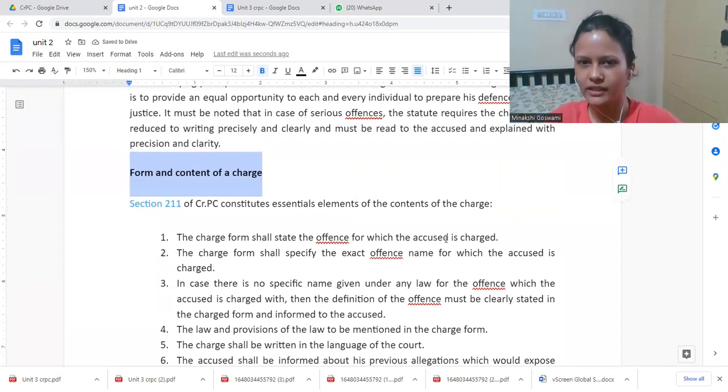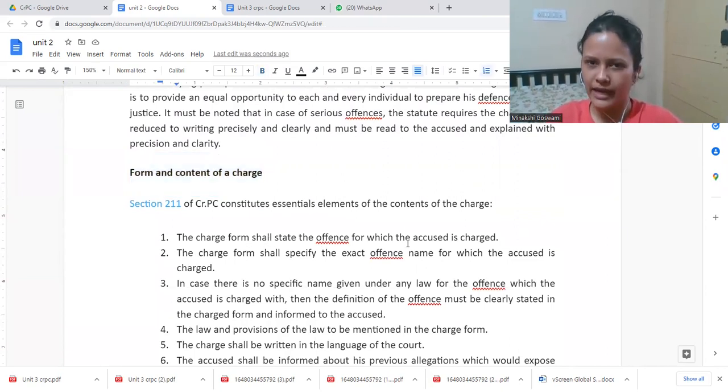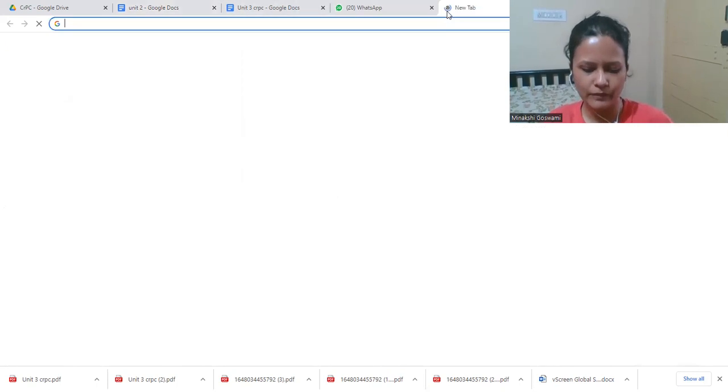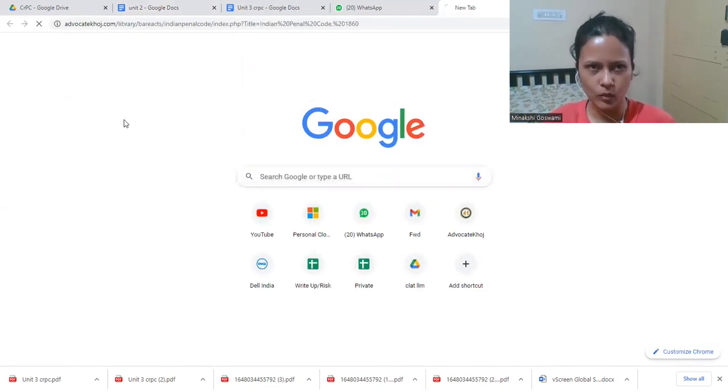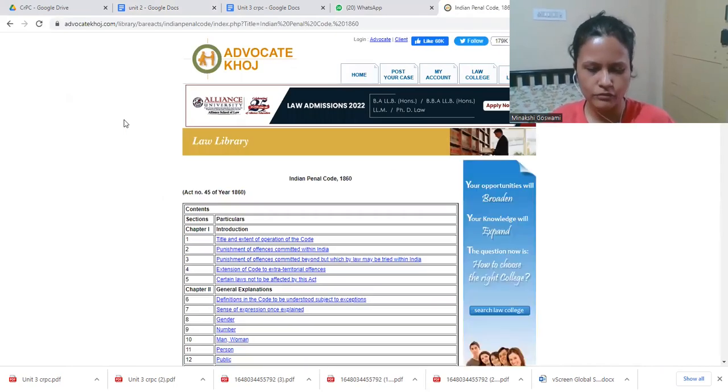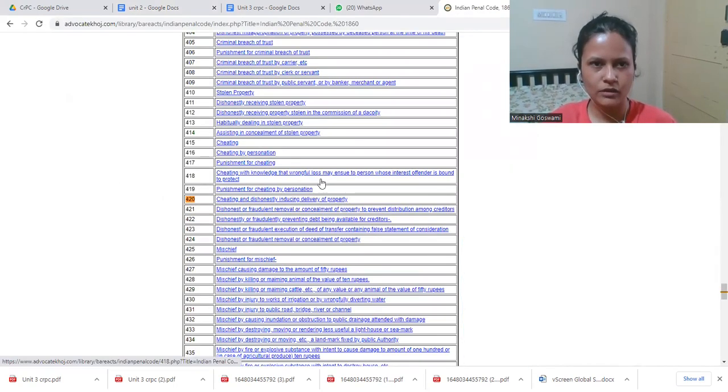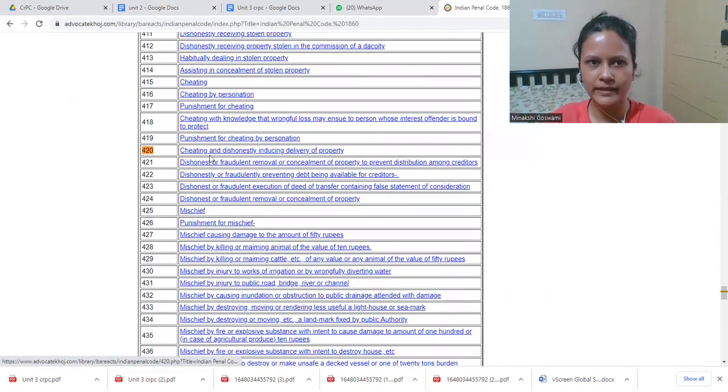When we talk about what a charge contains, it would mention the offense, right? Offense or offenses, however many there might be, that the person is charged with. The charge must specify the exact offense name for which the accused is charged. Take for example the Indian Penal Code. If you talk about section 420, for example, there are also provisions of cheating in sections 415, 416, 417, 418, but the punishments are different, right? For this one, punishment might be lesser, for this one, it might be severe.